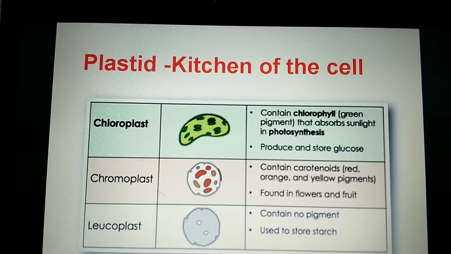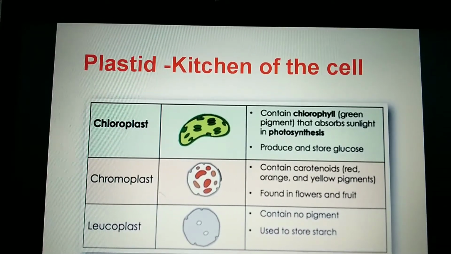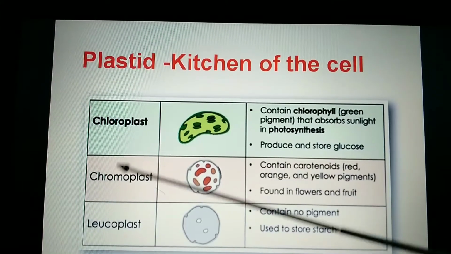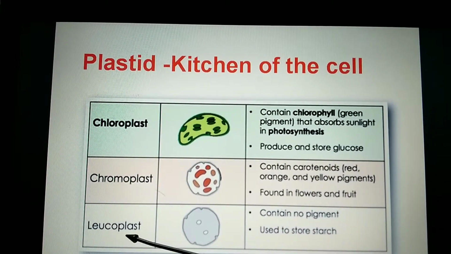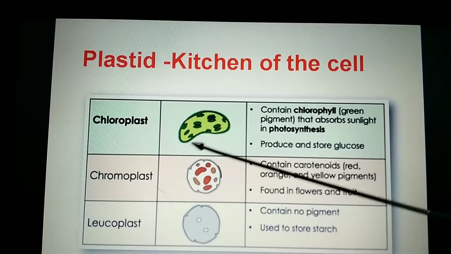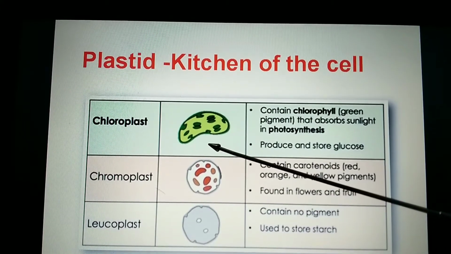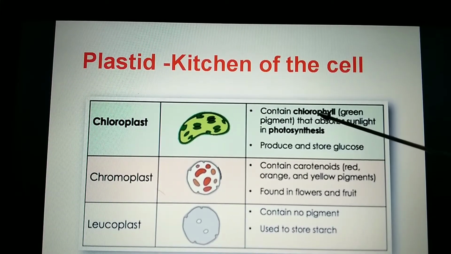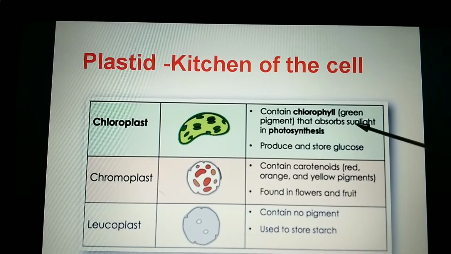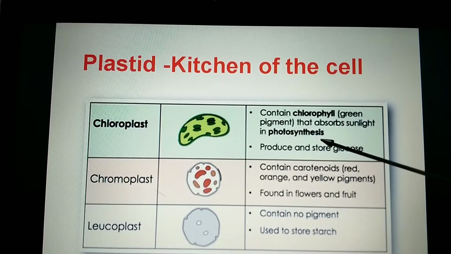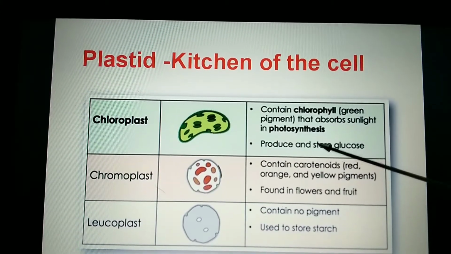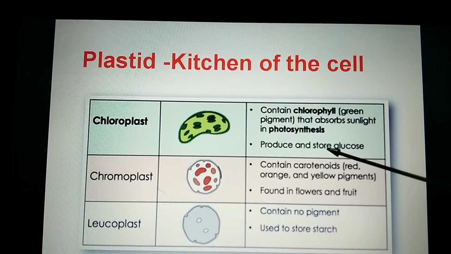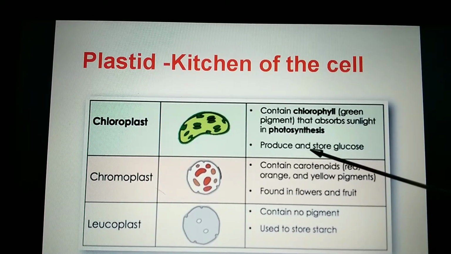There are three different types of plastids, that is chloroplast, chromoplast and leucoplast. Chloroplast contains the green pigment called chlorophyll that helps in the absorption of sunlight in the process of photosynthesis. It helps in the production and the storing of glucose in plant cells.